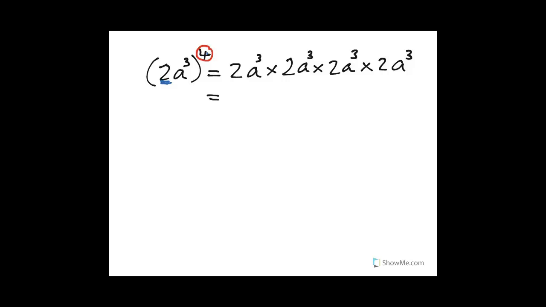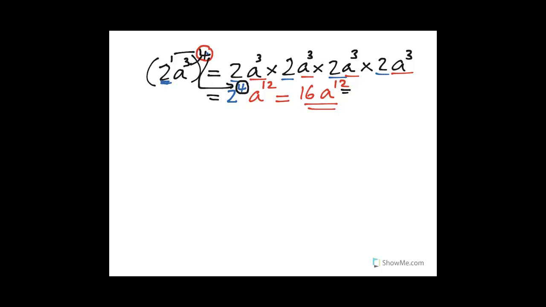Now, since multiplication is commutative, we can do it in any order we like. So I'm going to look at those 2's being multiplied together. How many are there? There are 4 of them, so it's 2 to the power of 4, which we know is 16, but I'll come to that in a minute. And a cubed times a cubed times a cubed times a cubed will give us a to the power of 12. So the final answer is 16a to the power of 12. Now, let's just have a look again to see where this 4 comes from. Well, the power of the 2 is a 1, and 1 times 4 will give me a 4. A cubed to the power of 4, 3 times 4 is 12.